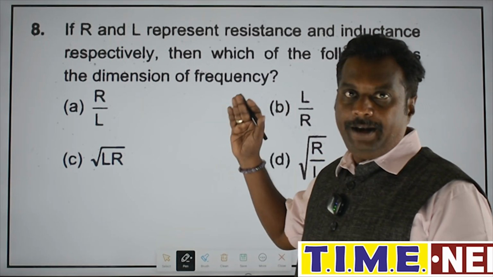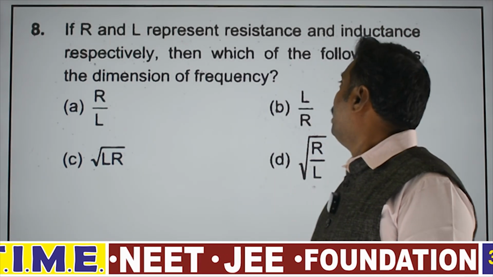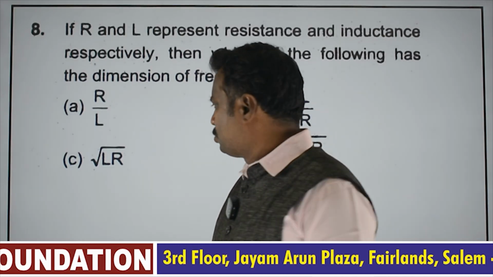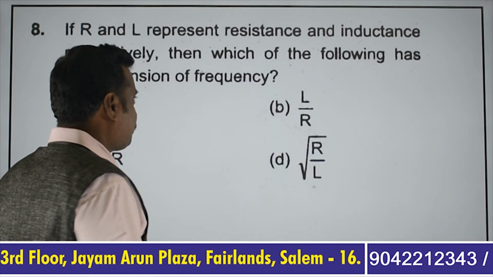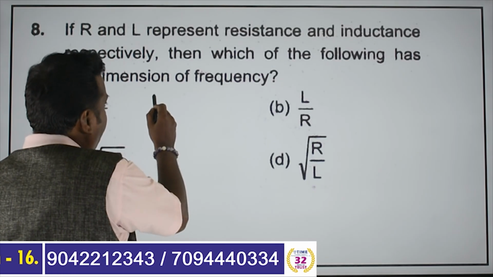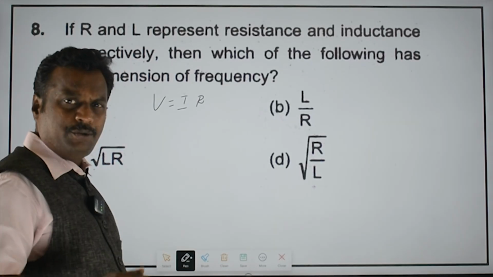If R and L represents the resistance and inductance respectively, then which of the following has the dimension of frequency அப்படின்னு கேட்டிருக்காங்க. So how will you solve this, we'll solve it, right. First let us find the dimension for R. R கண்டுபிடிக்கணும். V is equal to IR. This is what we know. As usual, known to unknown.